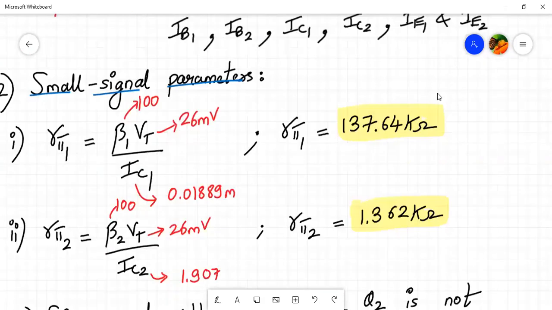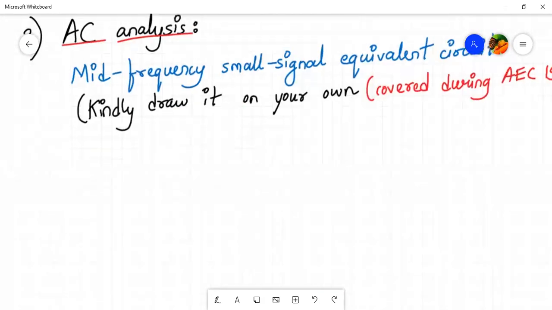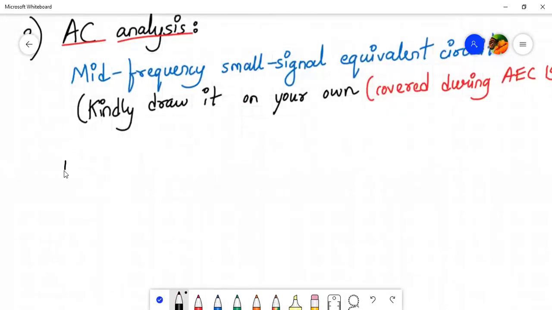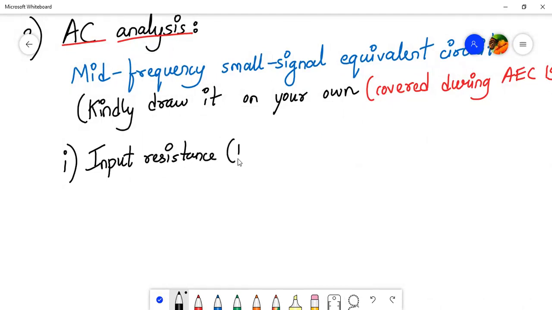Now, first we start with the input resistance. The first parameter which we will calculate is input resistance in the form of R in. Let me call it point A, because here I'll be using 1 and 2 and 3. This is 1. So this is RI. First we calculate RI2.